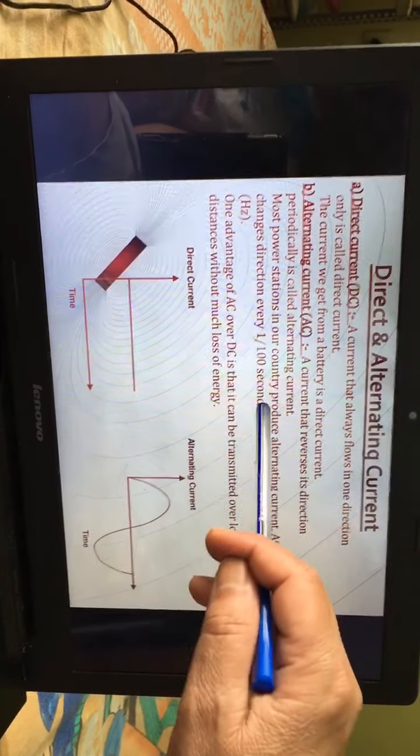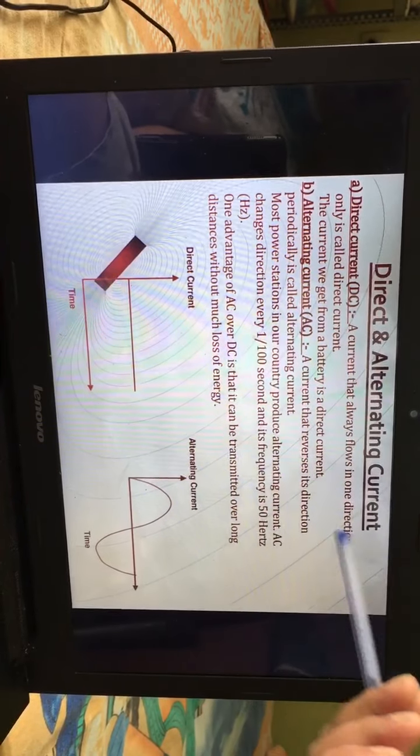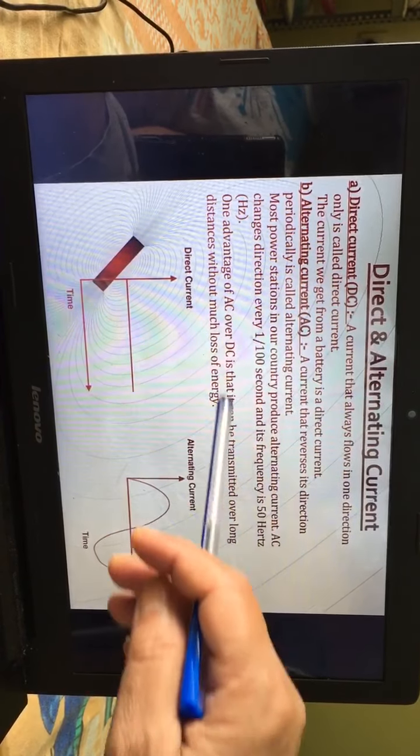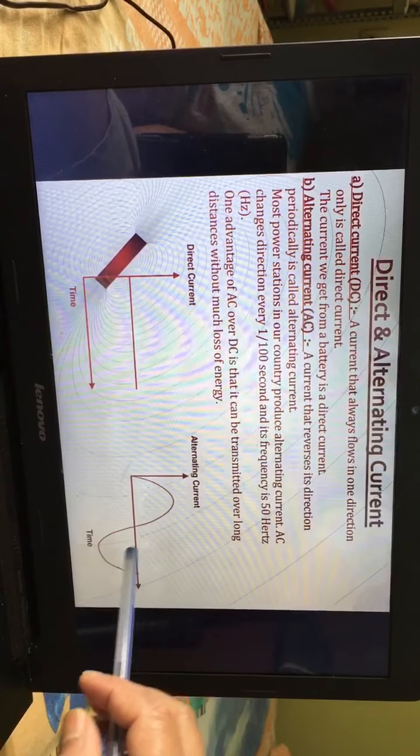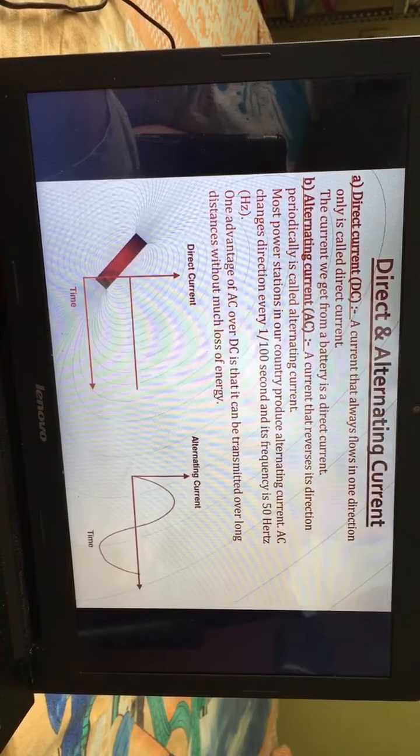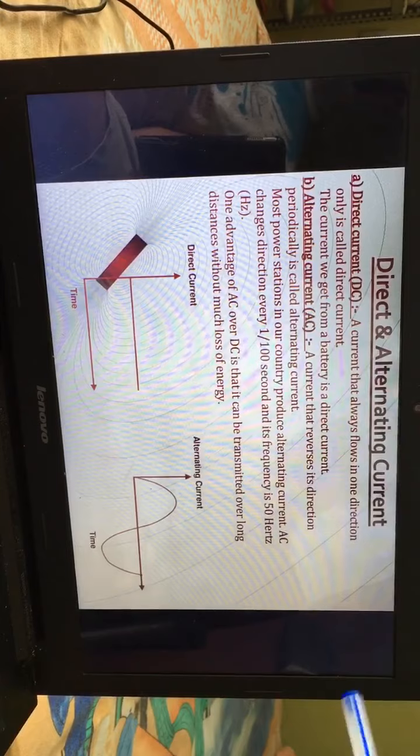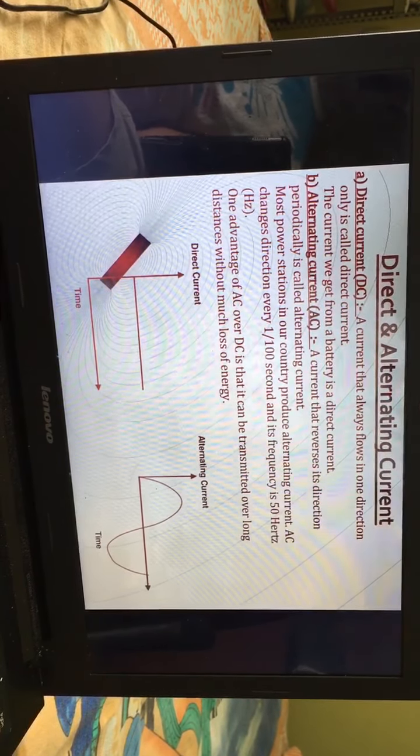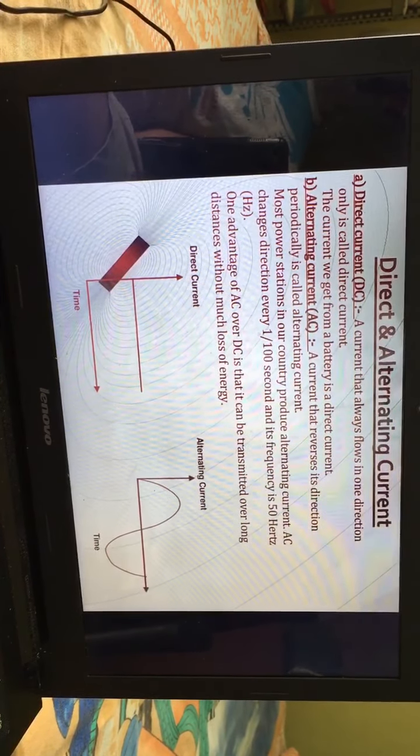In short, you call it AC. And the frequency of AC in our country India is 50 Hz. Means in 1/100th of a second the direction keeps changing. That's why the frequency is 50 Hz. And one advantage of AC over DC is that AC can be transmitted for long distances without loss of electrical energy. That's why for long distance transmission AC is used, DC is not used. All the power plants produce AC, and it is supplied to different areas without much loss of power.